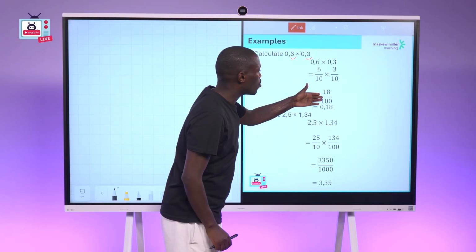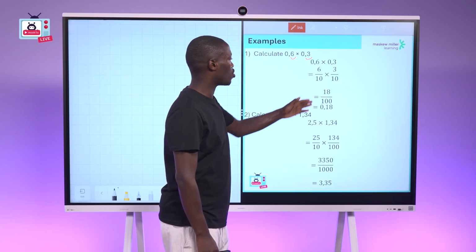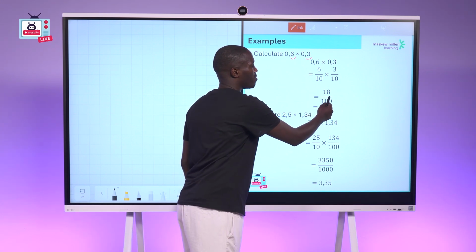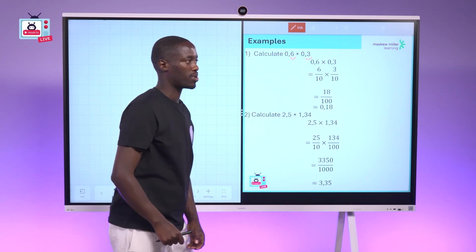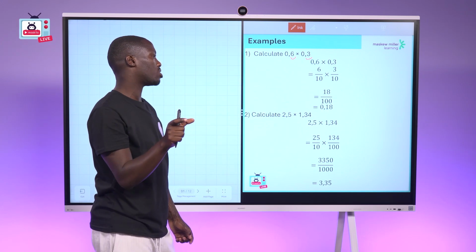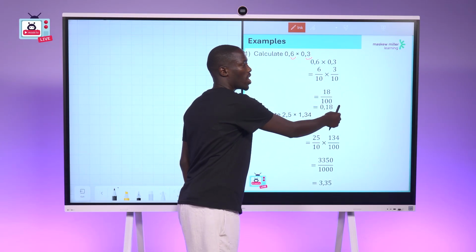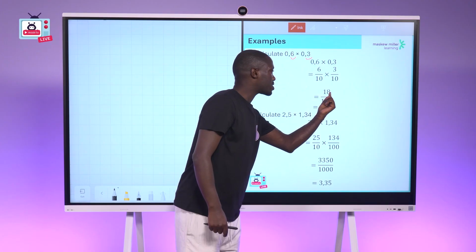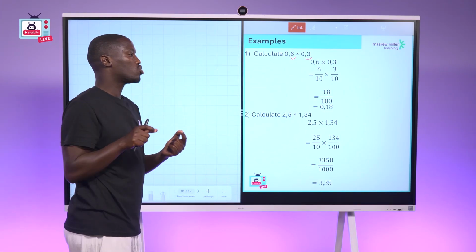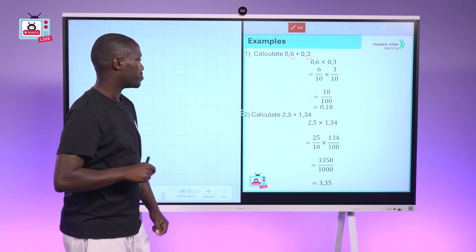Now, how do you convert back 18 over 100? How many zeros do I have here? This is in the 100th place. So that means I have 2 decimal places after the comma. So my answer will be 0,18, because this 18 needs to occupy 2 places after the comma.